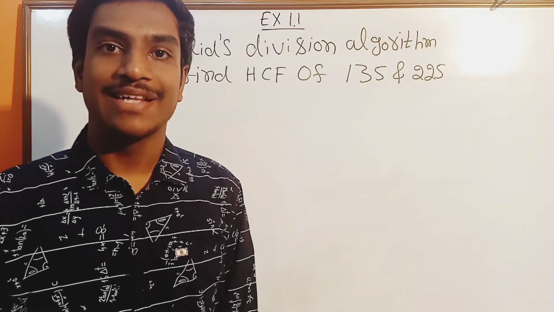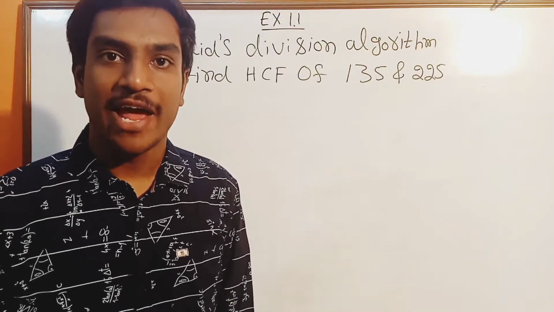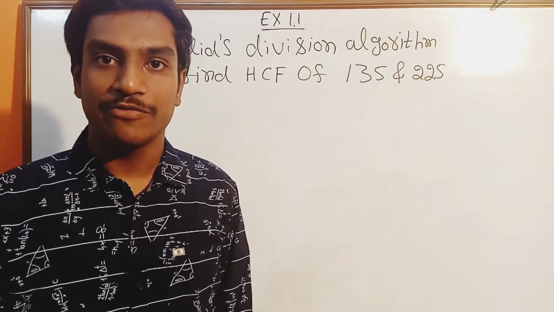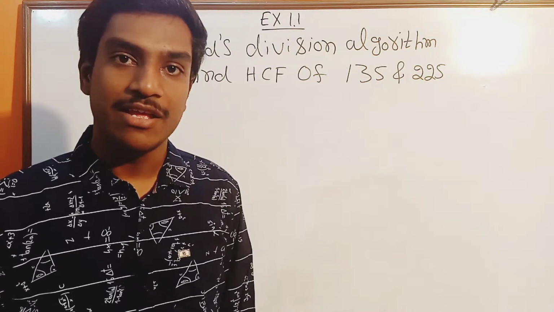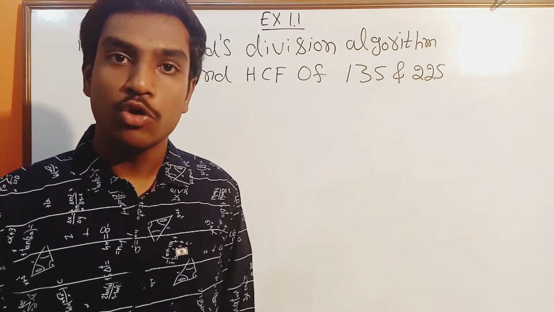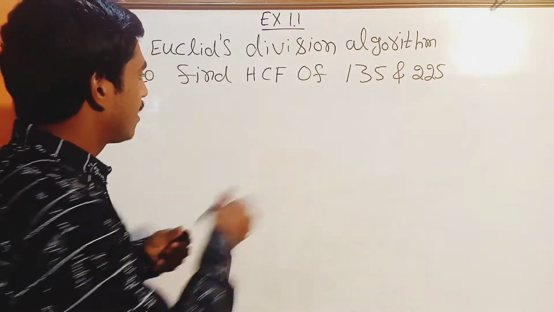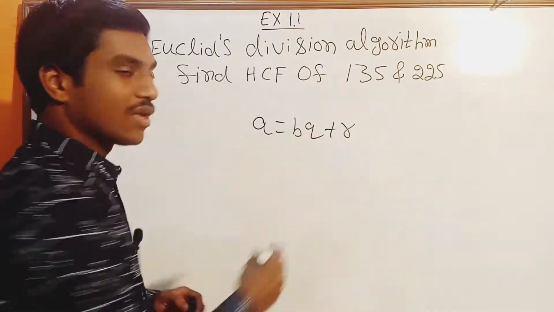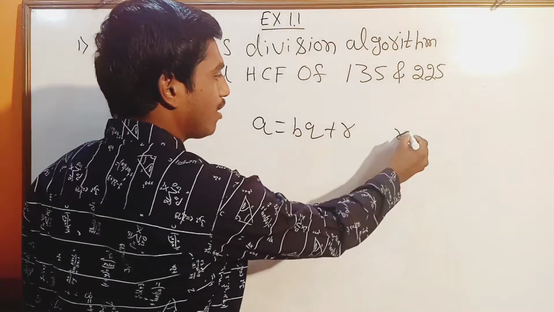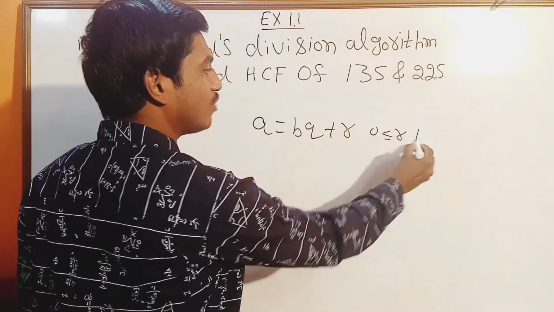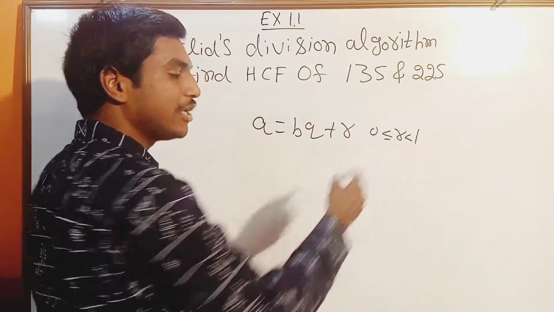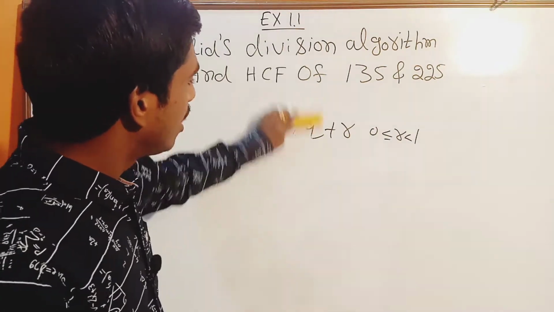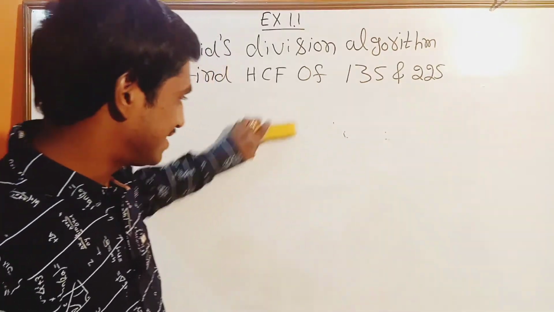Hello everyone. In the last video, I explained the meaning of Euclid's division lemma, which says that if there are any two integers a and b, there exist two more integers q and r such that a is equal to bq plus r, and this r lies between 0 and b. R might be equal to 0, and it should not be greater than b. This is what Euclid's division lemma says.